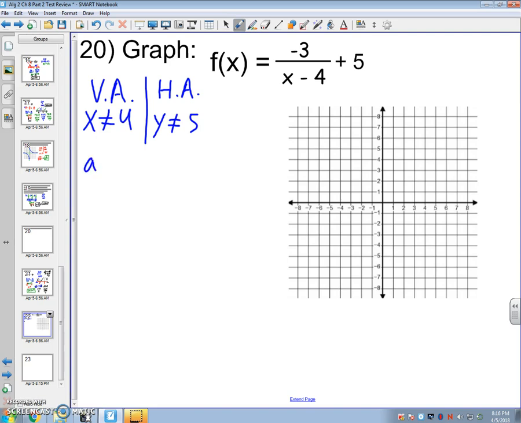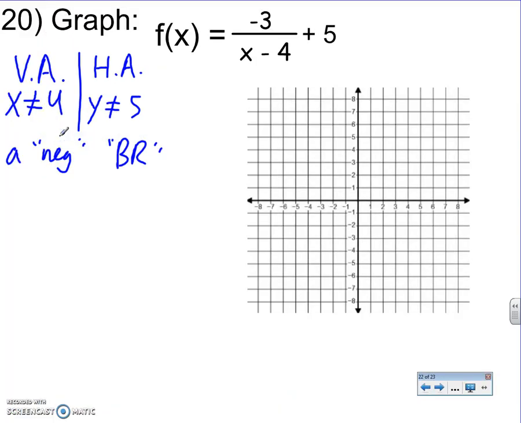Then our A is negative. Negative means bottom right. So let me do it like this. I'm going to draw the HA and VA first. So VA first, positive 4 for X. So on the X-axis, positive 4. Draw the dashed line where you can't cross. HA, positive 5 on the Y-axis. So right here, a sideways line, it's horizontal. Alright, and then I do the bottom right.